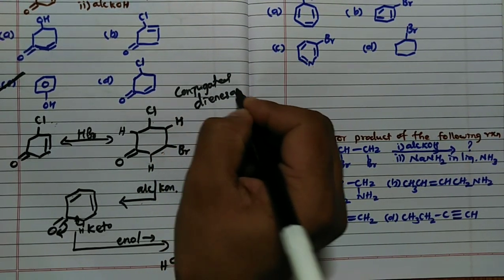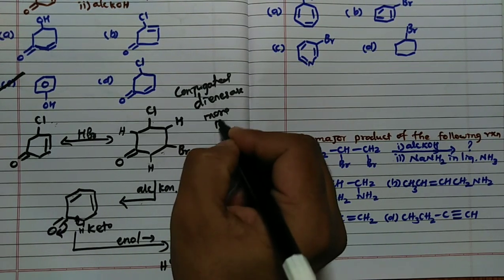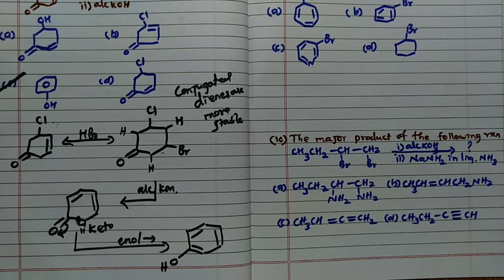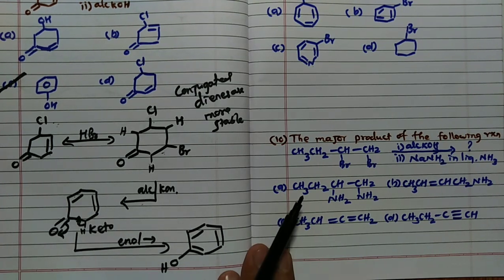Conjugated dienes are more stable. Remember that point. So now a conjugated diene is going to form. In this case the keto form is there, and the enol form is more stable because of the resonance. So we will make it the phenol form. So the answer is C.